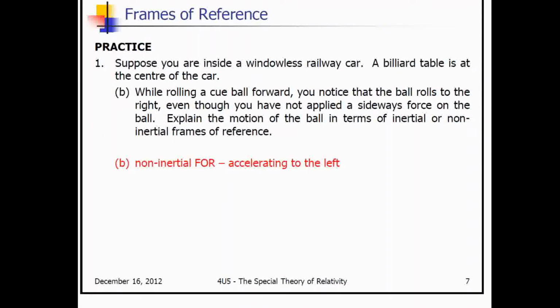Next it says, this cue ball is rolled forward, and then you notice that the ball moves to the right. So in this case, the acceleration must be to the left. So an acceleration to the left causes an inertial force that acts on the ball to the right. That's our proof as well that this is a non-inertial frame of reference, because there is nothing that's acting on that ball aside from the inertial force.